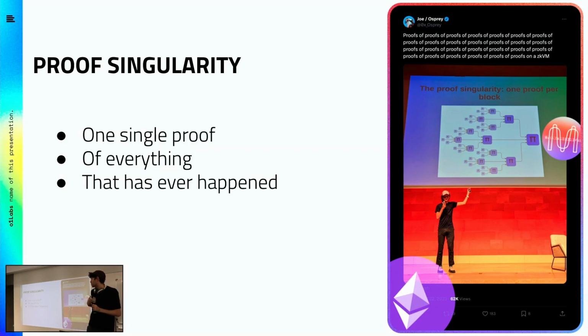That leads us to the proof singularity. It's a cool phrase. Where we have one single proof of everything that's ever happened, and the more that we put into applications on Mina, the more that we bridge into Mina, the more that this proof singularity absorbs all knowledge of everything that's happening in the world, and it can be attested to by this tiny proof that's super accessible, that you can run on a fridge, or you can, more usefully, right?